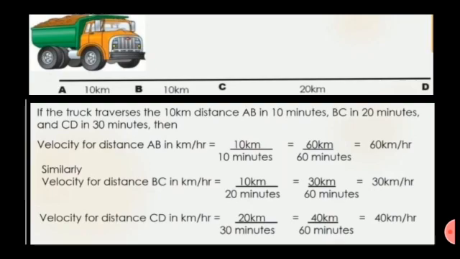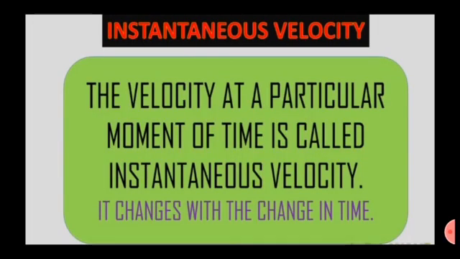Similarly, we can find the velocity for the distances BC, 30 km, and CD, 40 km. We see that the truck's velocity is different in the different segments of the road AB, BC and CD. However, the average velocity for the entire route AD is 40 km per hour. The velocity at a particular moment of time is called instantaneous velocity. The instantaneous velocity can be different at a different time. It changes with the change in time.